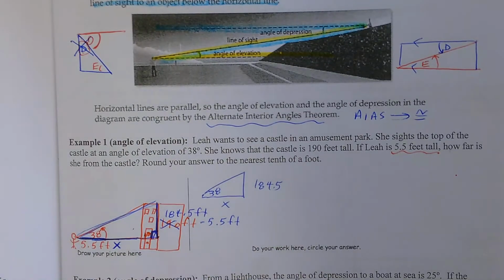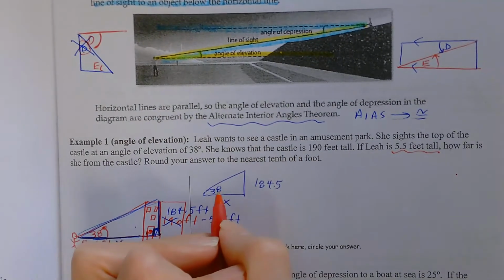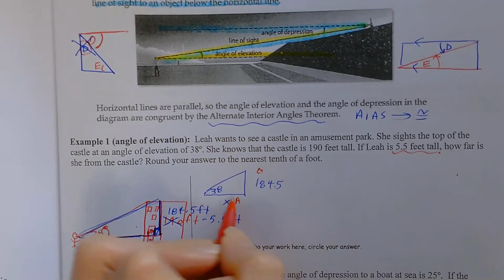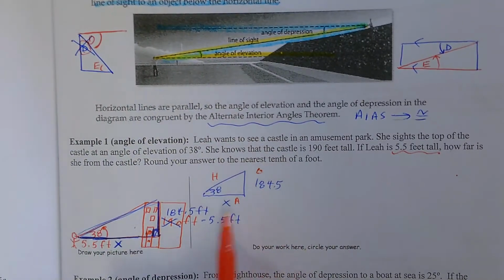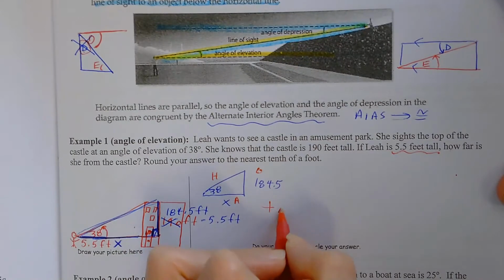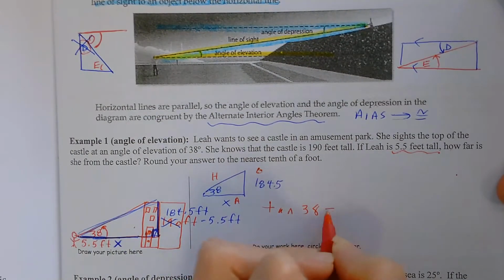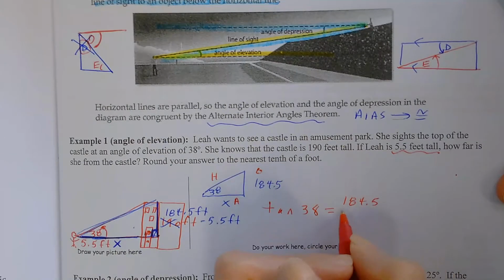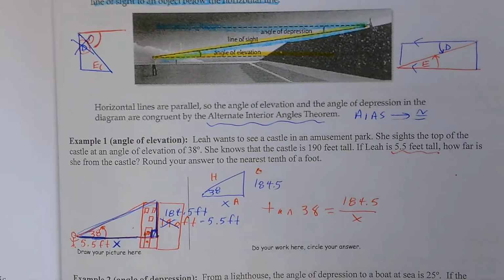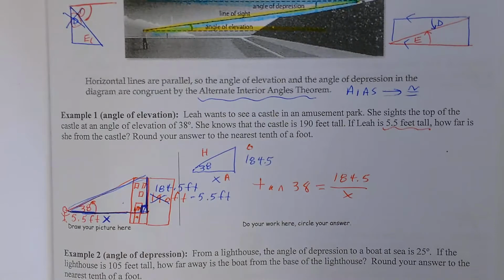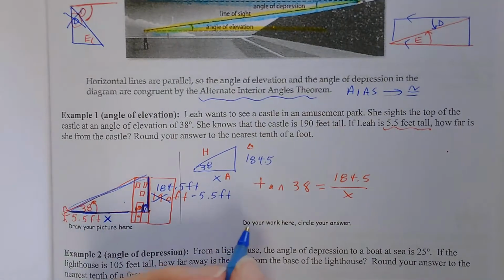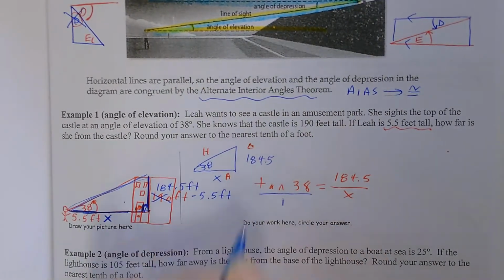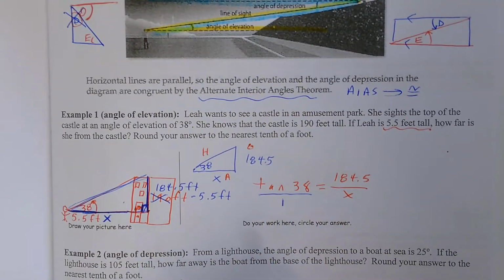So we're going to look at what trig ratio to use. So this goes to last section. This is opposite, this is adjacent, and this is hypotenuse. So we need to use tangent. So we're going to do tan 38 equals opposite over adjacent, so it's 184.5 over X. Now, if you watched the last video or were in class and learned this, then this will seem familiar to you. You're going to put this over 1, make a proportion, and cross multiply.